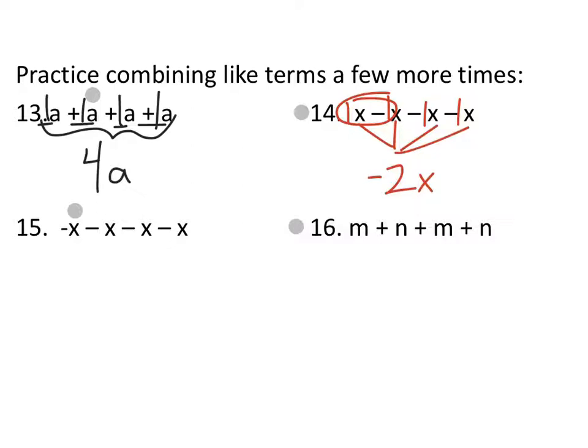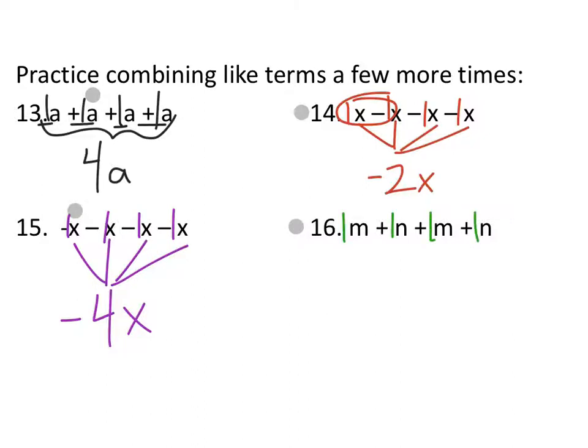What about number 15? You have some phantom 1s again, but these are all negative. So when we combine all of these x's, you get a bunch of negative x's. How many? 1, 2, 3, 4. Bam. -4 x's.